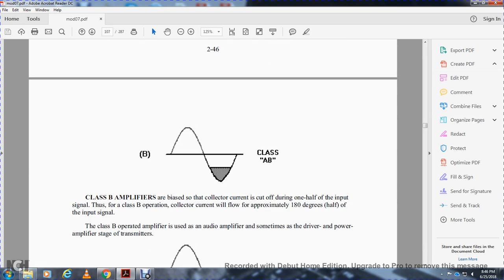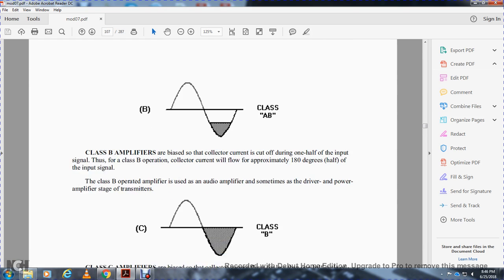Class B amplifiers are biased at collector current cutoff, so the collector current flows during one half of the input signal. Thus, the Class B collector current will flow for approximately 180 degrees, half of the input signal. Class B operation is used in audio amplifiers and sometimes in driver and power amplifier stages of transmitters.